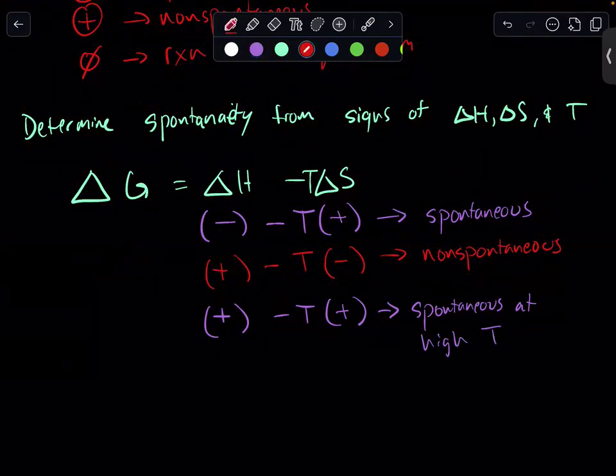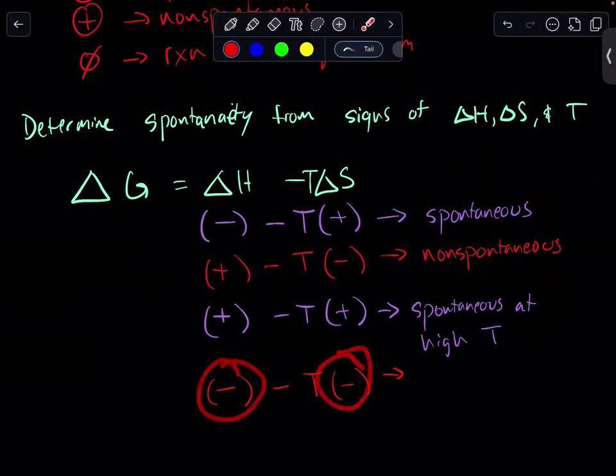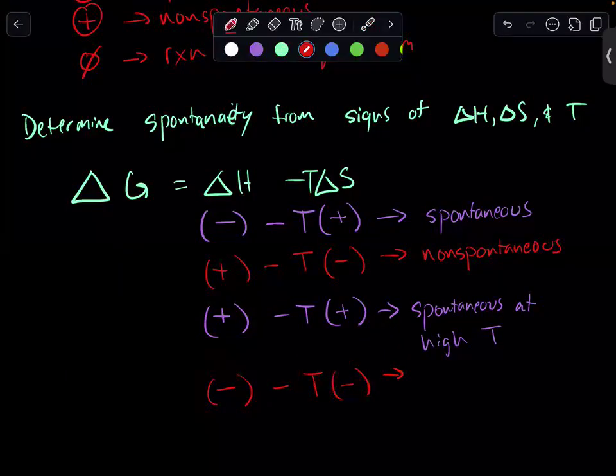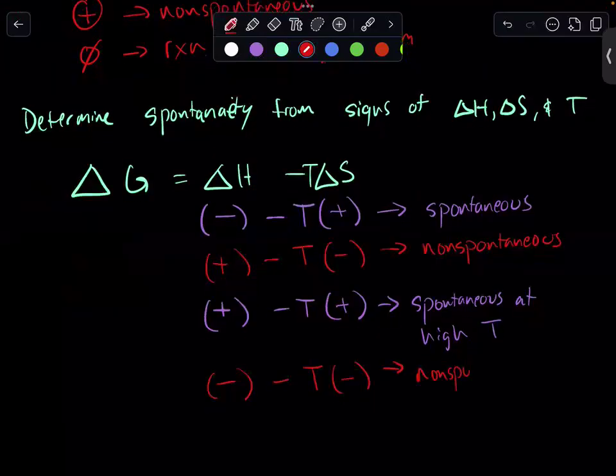Lastly, we can look at a negative delta H minus T and a negative delta S. Again, we have a negative value, but if T times delta S is so much larger than our enthalpy, in that case, it would be non-spontaneous. So this would be non-spontaneous at a high temperature.